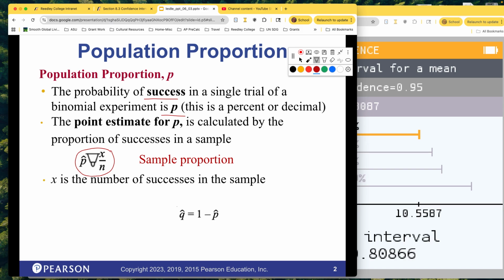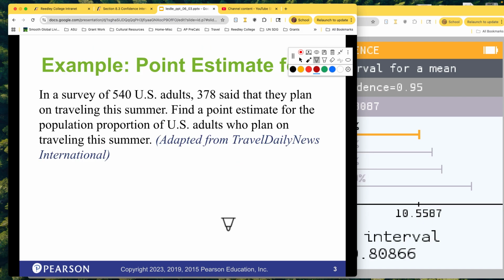X is the number of successes in the sample. N is the sample size, and the proportion of failures is always going to be Q hat, which is 1 minus P hat. Don't get too much into the symbols. It really is just the same thing we were doing before, but since we're not working with the population, we come up with some symbols that say these are from samples. And what we're trying to get is the population proportion, which is unknown, but we can get there by using the sample.